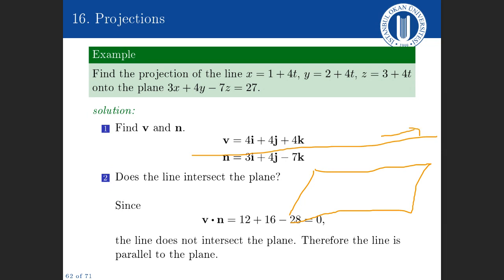So we want a new line which has the same vector V. We just need to find a point on the new line. As soon as we find a point on the new line, we can write down the equation of the new line.